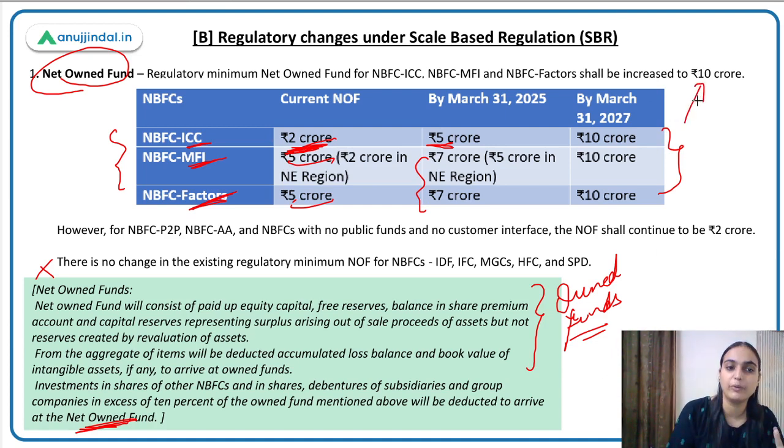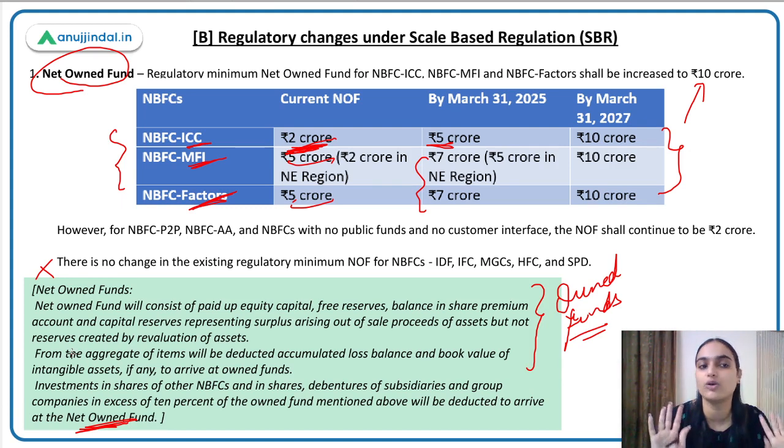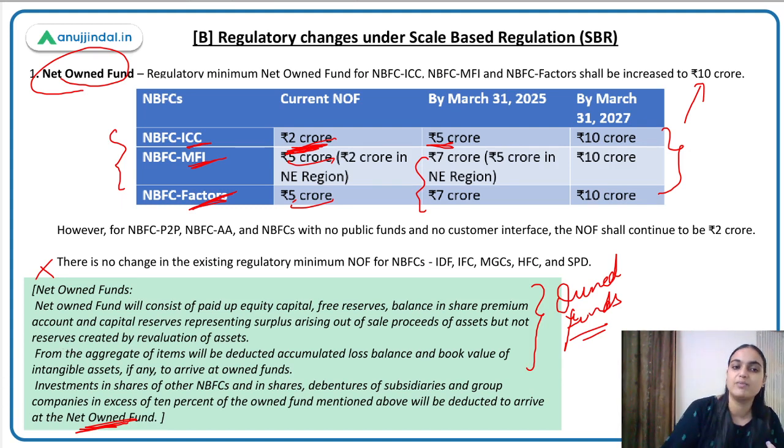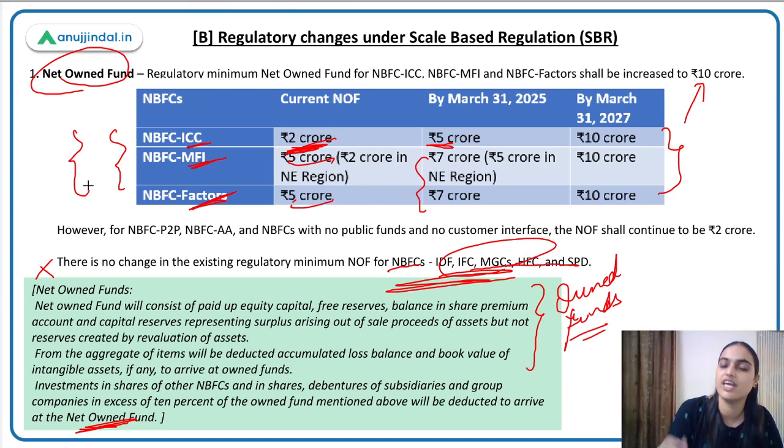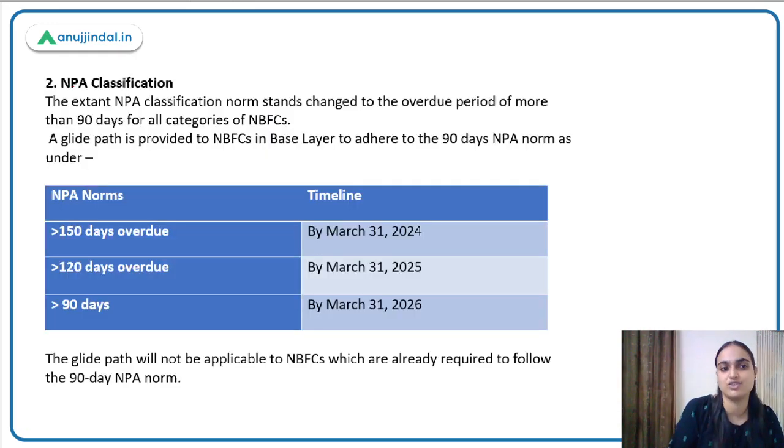However, the peer-to-peer NBFCs, account aggregator NBFCs, and those NBFCs which are not having public funds, no customer interfaces there, they can continue with 2 crore of net owned fund. And there will be no change in the minimum net owned fund for your NBFCs, IFC, IDC, MGCs, HFC and SPD, जो अभी हमने पीछे डिस्कस किए, इन NBFCs के लिए कोई चेंज नहीं है, ओनली इन तीन NBFCs के लिए ये चेंज है.